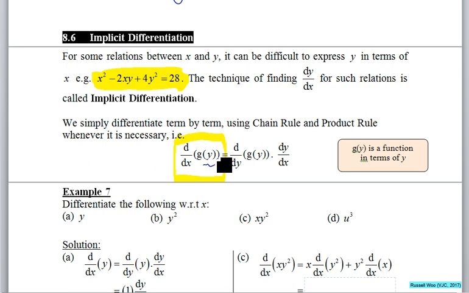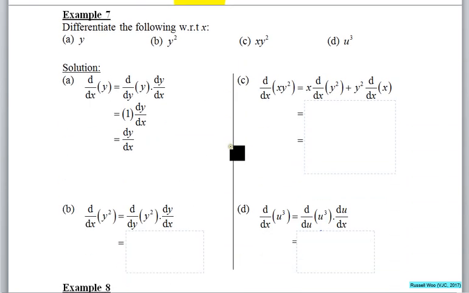I use a simple example to illustrate. I'm not going to use example 7a, I'm going to use example 7b now. Okay, let's zoom in. How do we differentiate y squared? The idea is, you differentiate this y squared with respect to y, which is not difficult, it is just 2y. Correct? Because if you differentiate x squared with respect to x, you will get 2x. You differentiate y squared with respect to y, obviously you will get 2y. Then after that, you have to multiply by a factor dy dx.